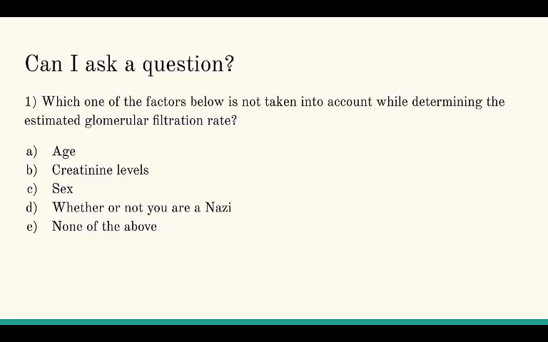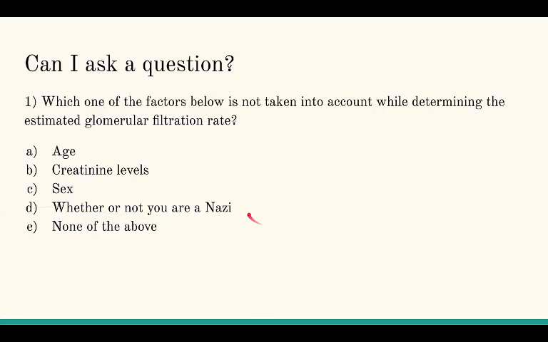Now I'm going to be asking a few questions, which are important in making sure that you understand the basic concepts of this presentation. Which one of the factors below is not taken into account while determining the estimated glomerular filtration rate? A is age, B is creatinine levels, C sex, D whether or not you're a Nazi, E none of the above.